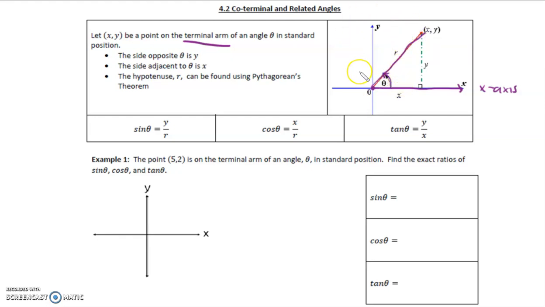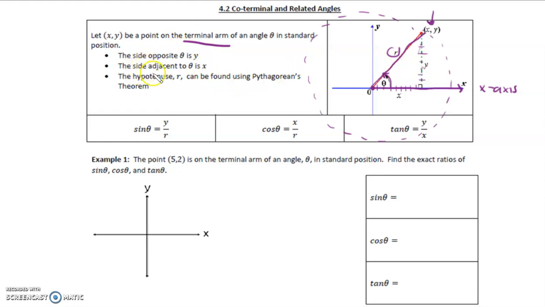Okay, so if we have some point x comma y, we know that we want x units to the right and y units up. And then what we're actually dealing with is the radius, because remember, if we rotated this line in a circle, this would be the radius from the center of the circle to any point on the circle.